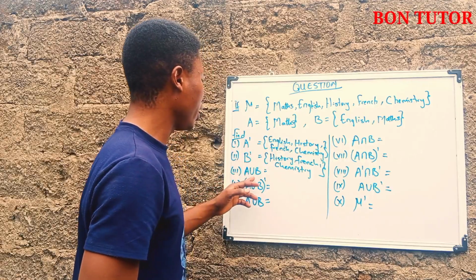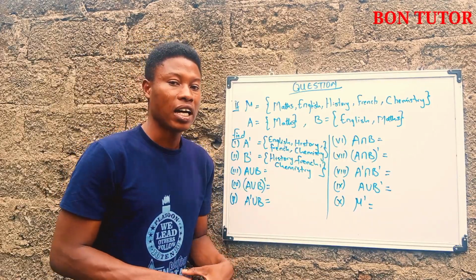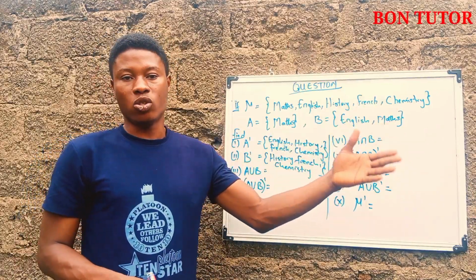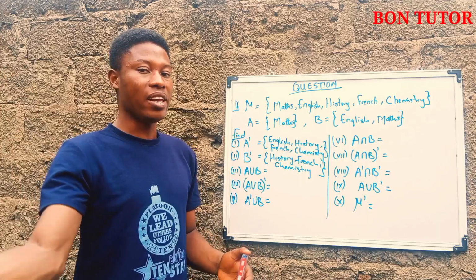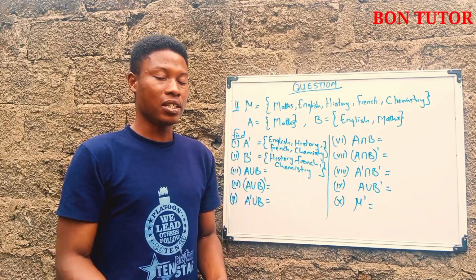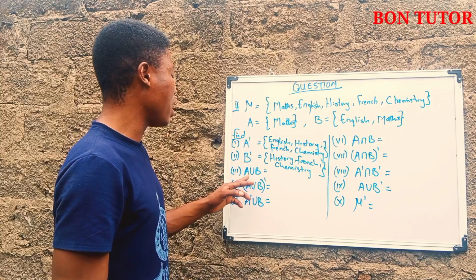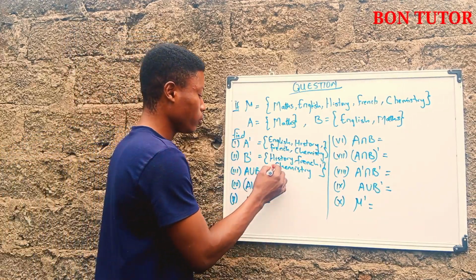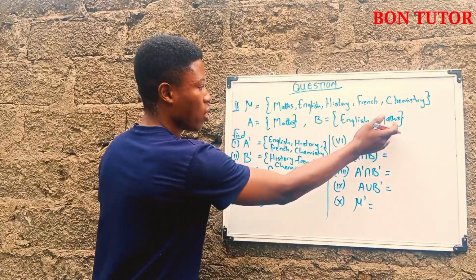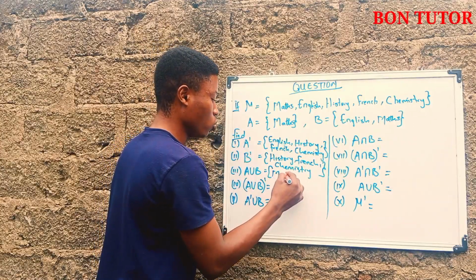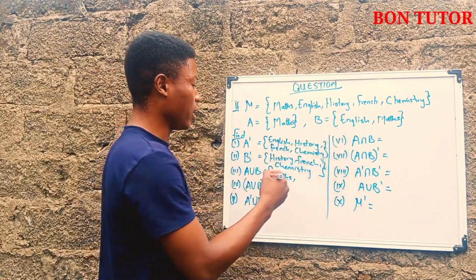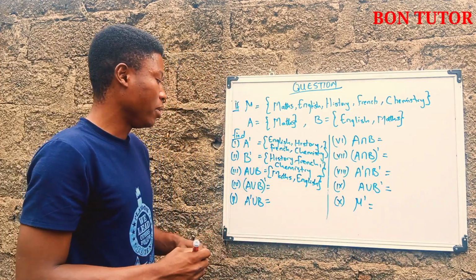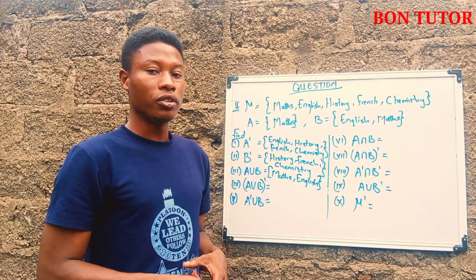And now we have A union B as the third question. If you recall the function of union, the union asks us to bring every element we have in the first set and add it to the elements we have in the second set without repeating anything. That is, you are joining every element you have in set A to the elements you have in set B. So you have math here, you also have math here. You pick just one out of the two, which is math. Then you have English. Those are the elements you have under A union B.